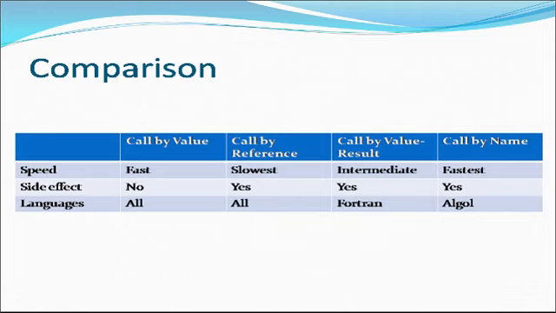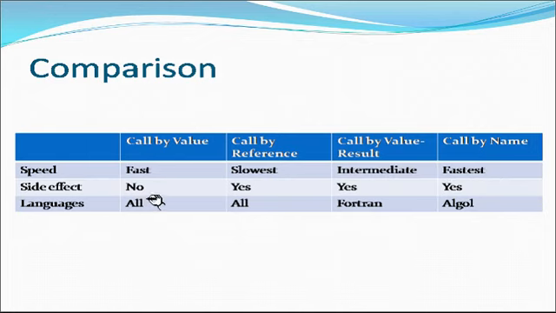Coming to the comparison of these four methods, which method is efficient? So we call it speed. Call by value is fast. Call by reference is slowest because it involves indirect referencing, pointers. Call by value result will be intermediate and call by name will be fastest because it is a macro substitution.